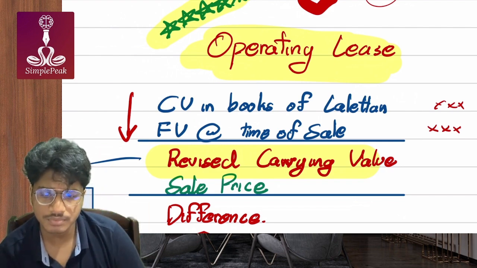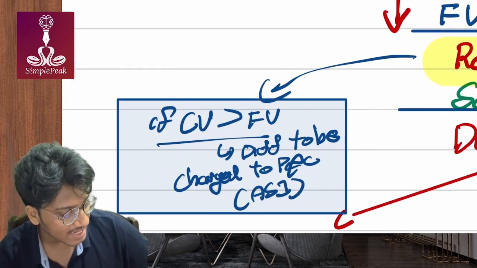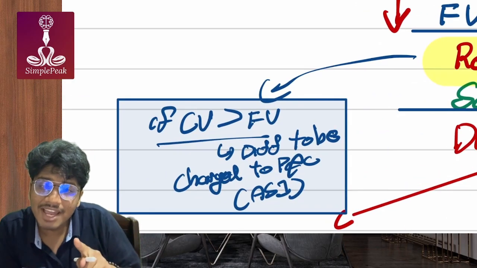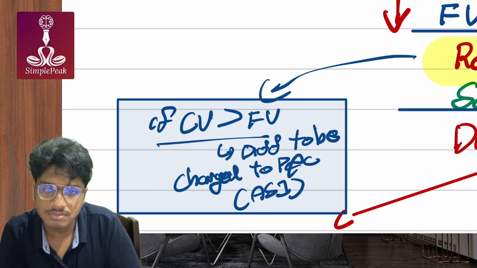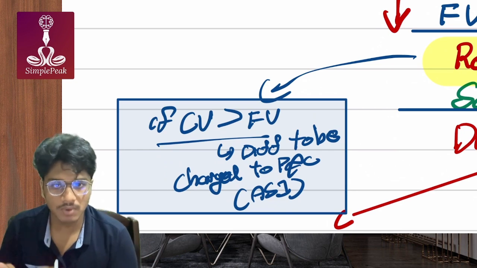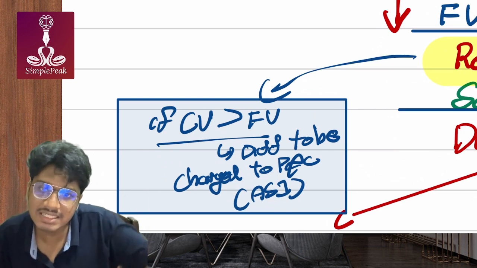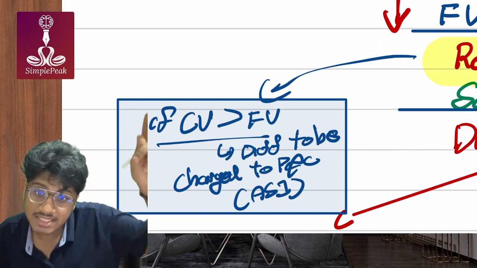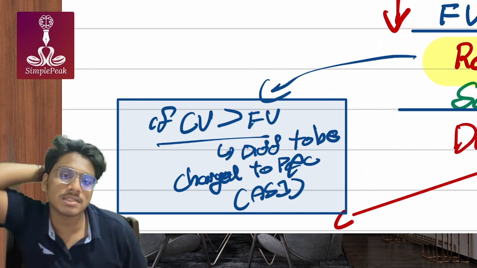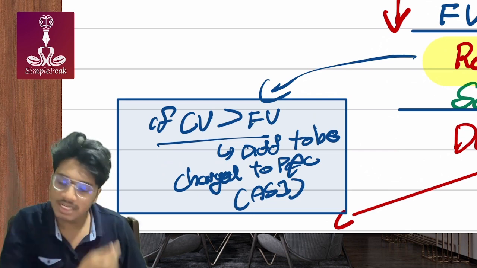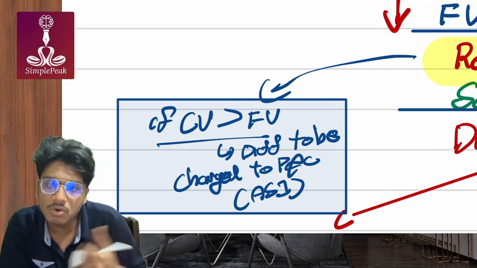You need to understand that if the carrying value is more than the fair value, say in the books it is 1 lakh rupees and the fair value of that asset is 50,000 rupees. In AS1, you are learning the prudence concept. In the prudence concept, it has been told that you have to value at the lower of the two.